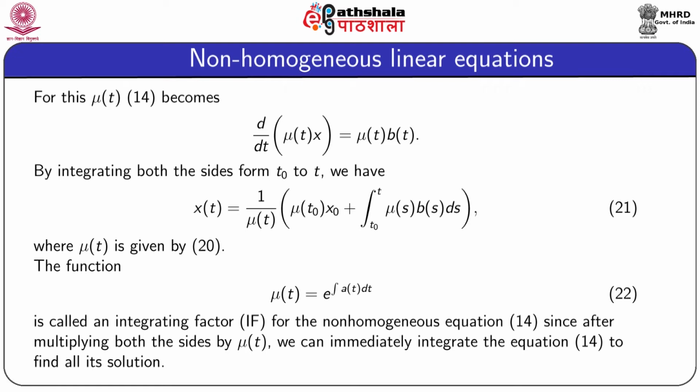The function mu t equal to e to the power integral a t dt is called an integrating factor for the non-homogeneous equation 14, since after multiplying both sides by mu t, we can immediately integrate equation 14 to find all its solutions. Please note, given a differential equation, you need to find a function mu t so that if you multiply that function to both sides of the differential equation, you will be able to solve it, and that particular function is called the integrating factor of the differential equation.